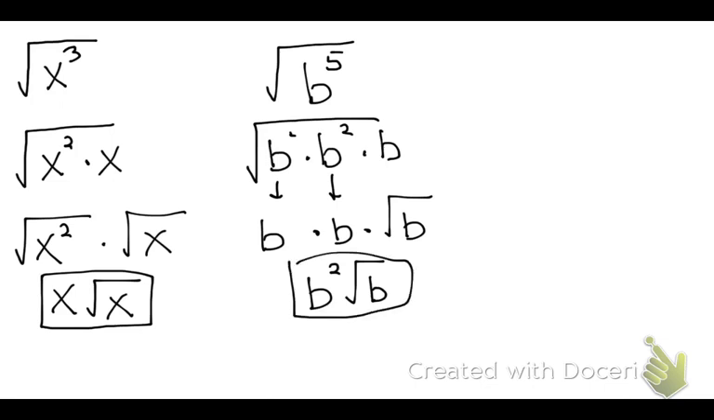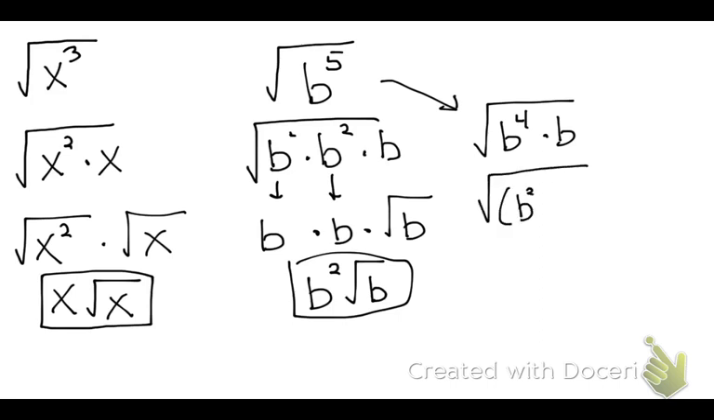Putting it back together, we get b squared times the square root of b. Now, a different way of thinking about this same problem is that the square root of b to the fifth is b to the fourth times b. And remember that b to the fourth is the same thing as b squared squared, which means we end up with b squared times the square root of b. It's exactly the same.